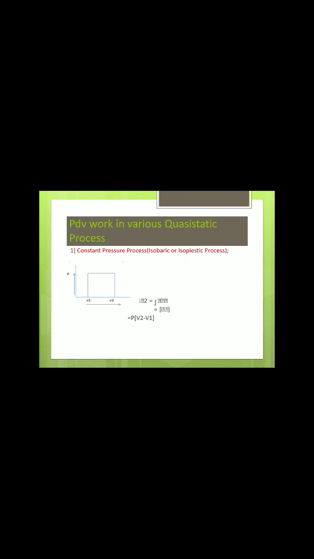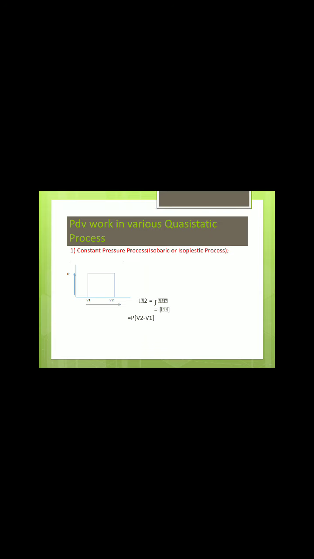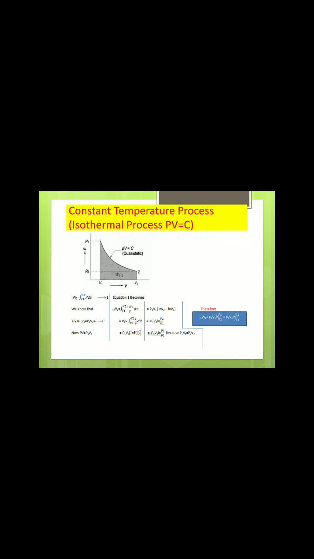For constant pressure, work done is P into V2 minus V1. For constant volume, work done equals 0. For constant temperature, work done equals P1 V1 ln P1 by P2, which equals P1 V1 ln V2 by V1. And for a polytropic process, which we derived in the last class, PV raised to n equals constant in general. Therefore, from that you derived work done equals P1 V1 minus P2 V2 by n minus 1.